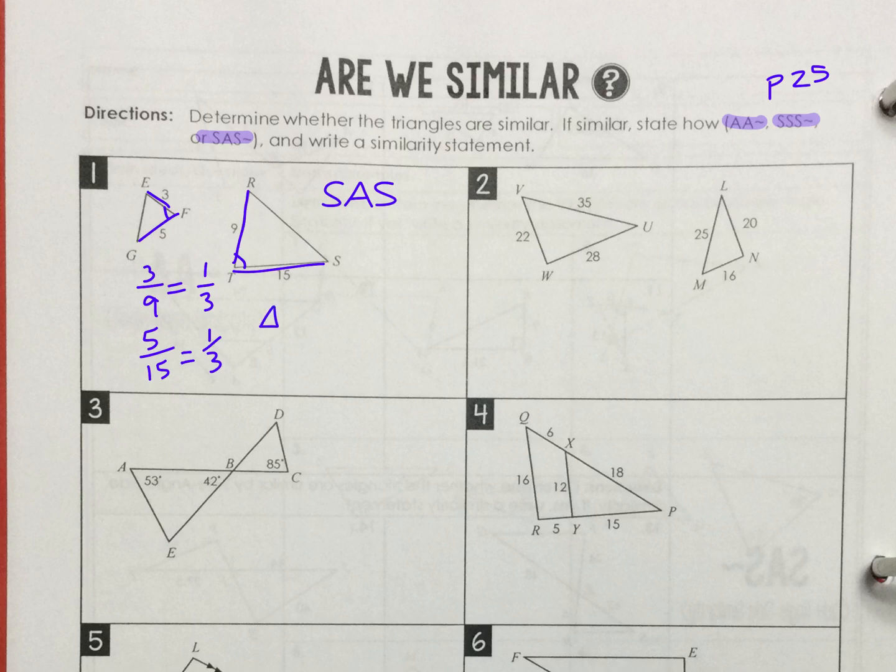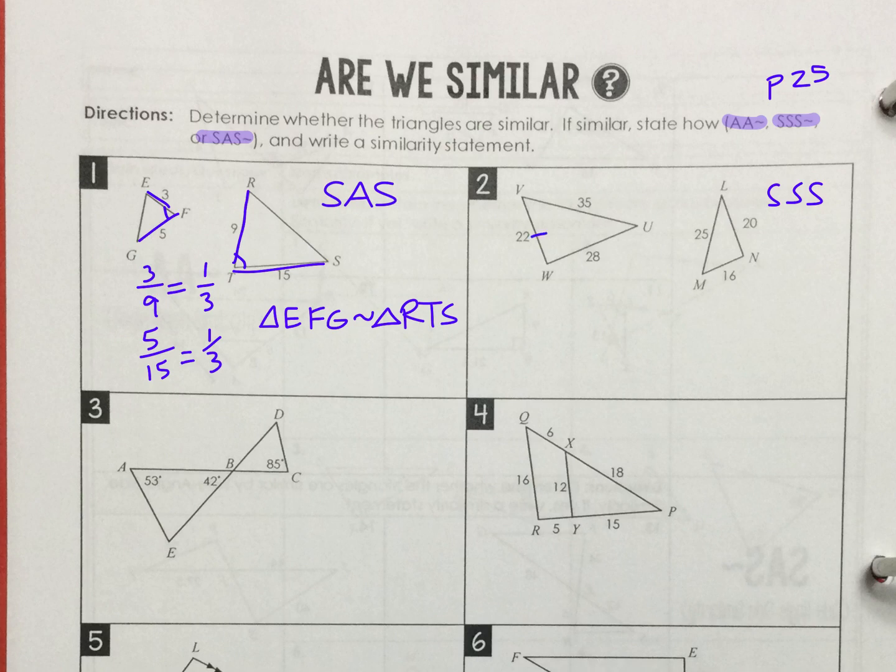Now I need to write my statement. I'm going to say EFG is similar to, so it's going to be RTS. And this is where order is so very important. All right, this is side, side, side. So, because that's all the information I had. So if it's going to be similar, it's going to be by side, side, side, because no angles are marked.